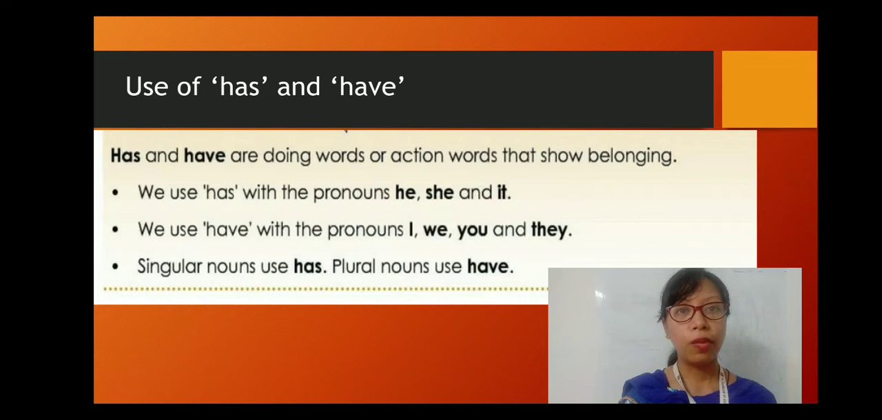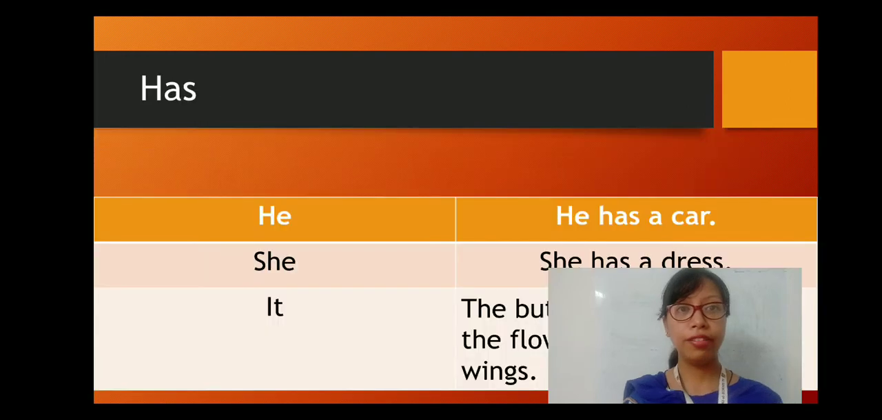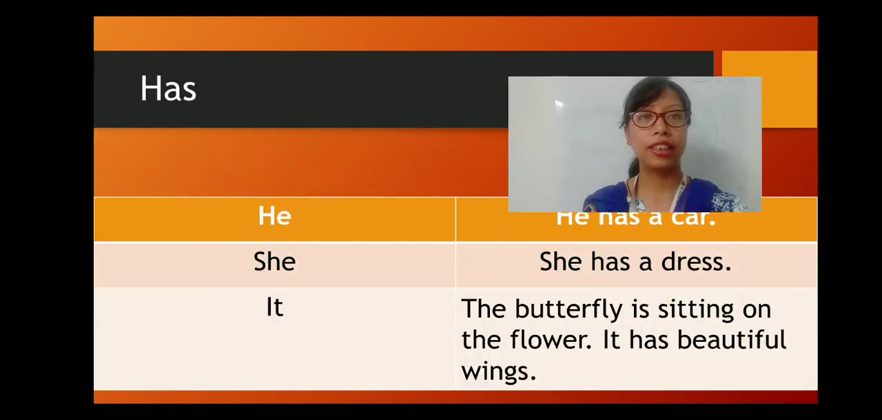Clear? Always remember it. Has is used for singular nouns and have is used for plural nouns. But only with the singular I and you, we use the word have. Clear? So this is the use of has and have. Let's read out some of the sentences.